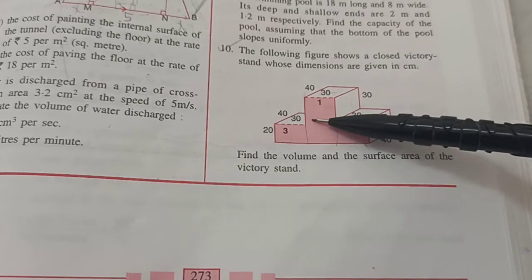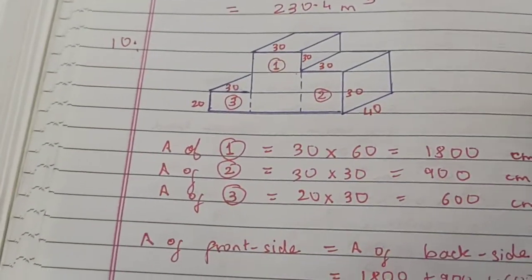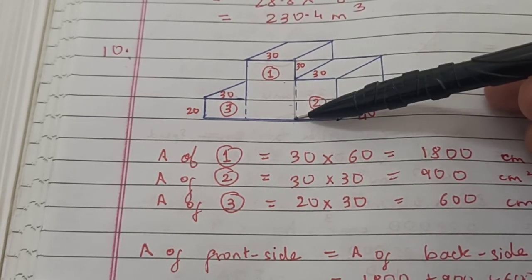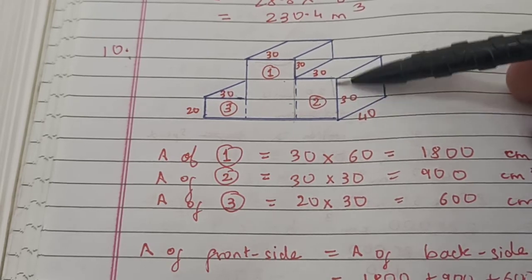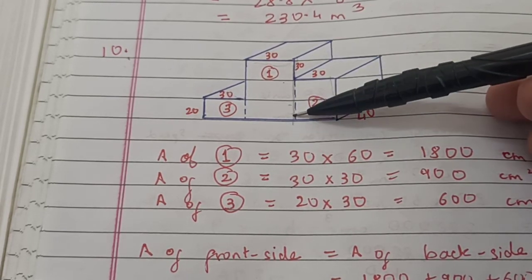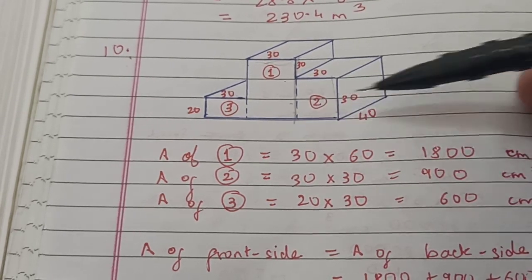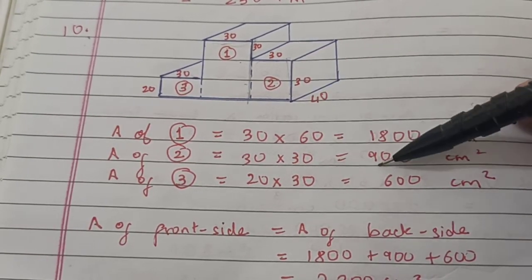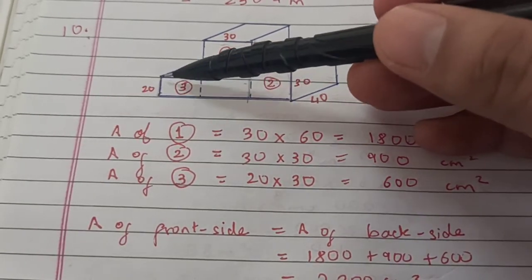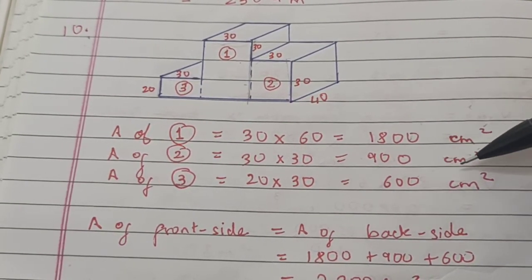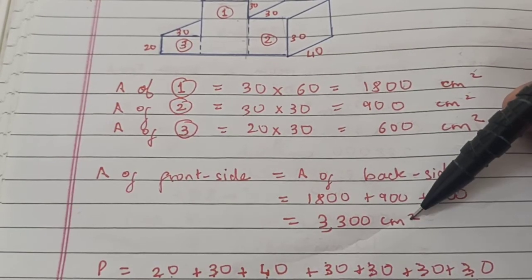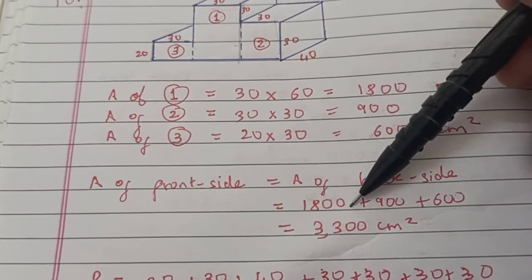Yes, we'll find these three areas separately, and let's do that first. Area of number 1, well, this is 30, but what about this height? If you notice, this much is 30 and this much is 30. That means that totally it is 60. So 30 into 60, area is 1800 centimeters squared. What about this area? 30 into 30 is 900 centimeters squared. And here 20 into 30 is 600 centimeters squared. So the total front side area, just add them, and it's 3300 centimeters squared. And now you know the back side area will also be 3300 centimeters squared.